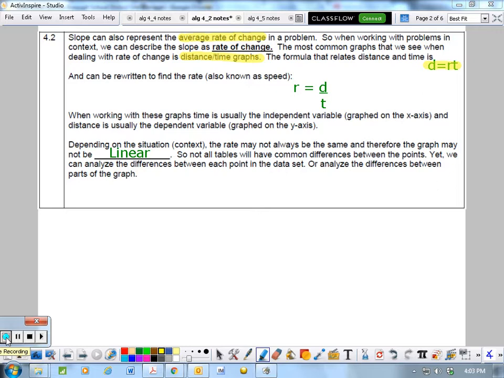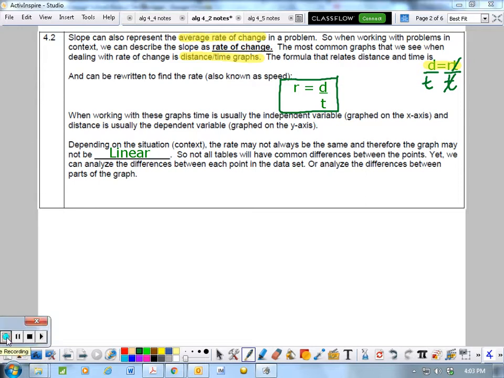And then what we can actually do is rearrange this. We can solve for r by dividing by t on both sides. That cancels out those t's, and then we get this formula right here, where rate is the distance divided by time, which is kind of like a rise over run on our graph. And so whenever we do rise over run on a distance and time graph, we end up with a rate, or our slope.